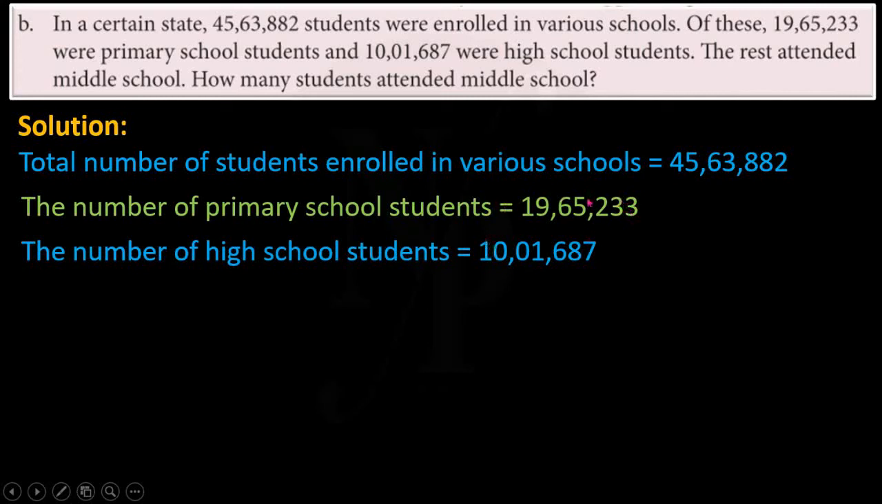Once you get this sum, if you subtract that sum from the total number of students enrolled in various schools, which include primary school, high school and middle school, you will get the total number of students attending the middle school. Come on, let's do it now.